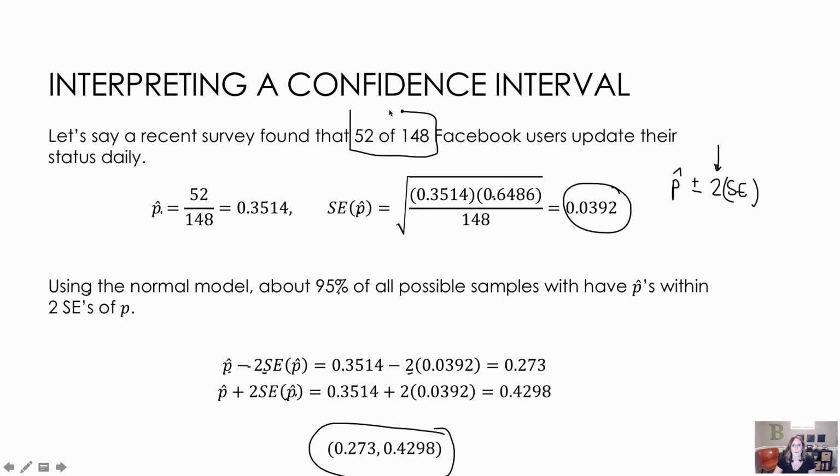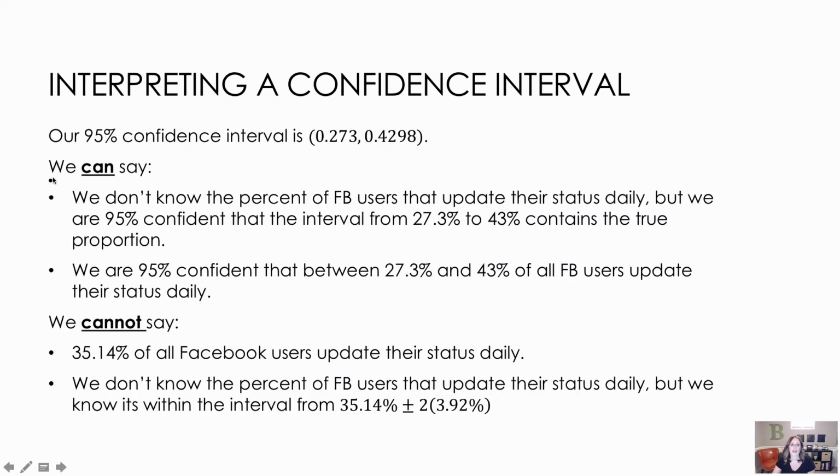Notice I'm basing it off of my 52 of 148, which is what I found. Now, if you went out and talked to 148 of your Facebook friends and found out if they updated their status, or random people, which would be better than just your friends, then you would get a different P hat and therefore a different confidence interval. So again, this is very important. There are things that we can say and things that we cannot say based on our confidence interval.